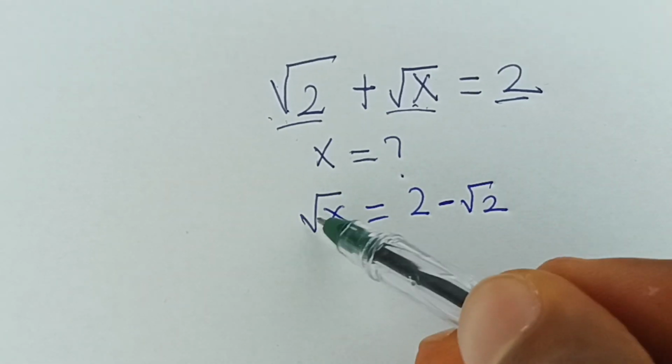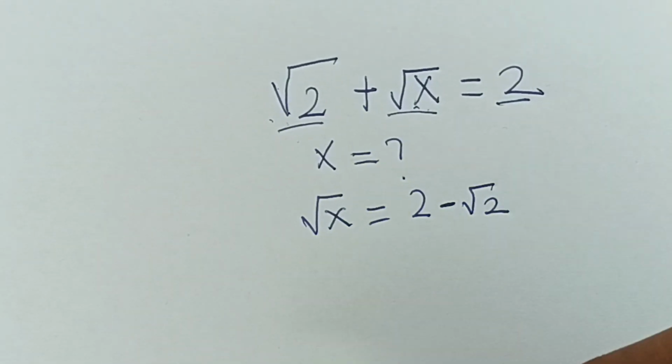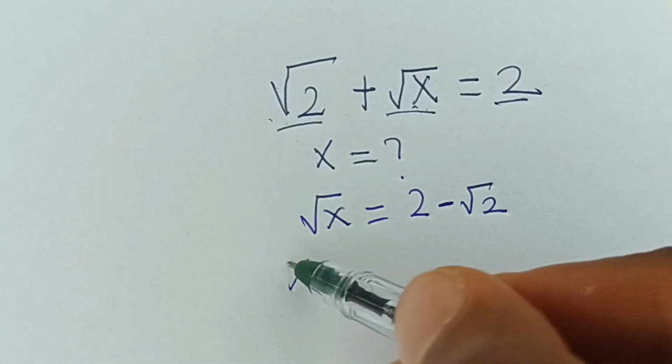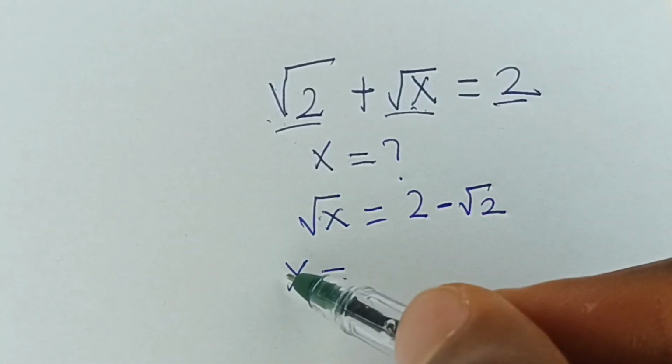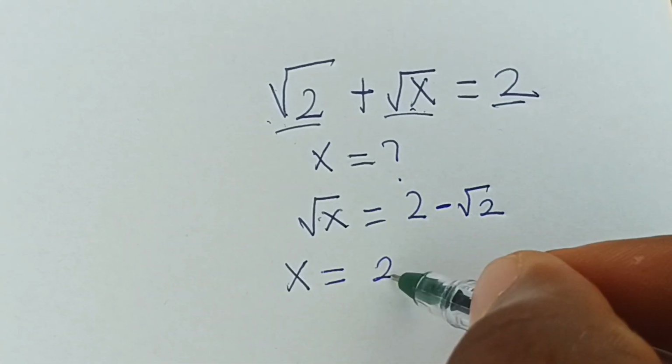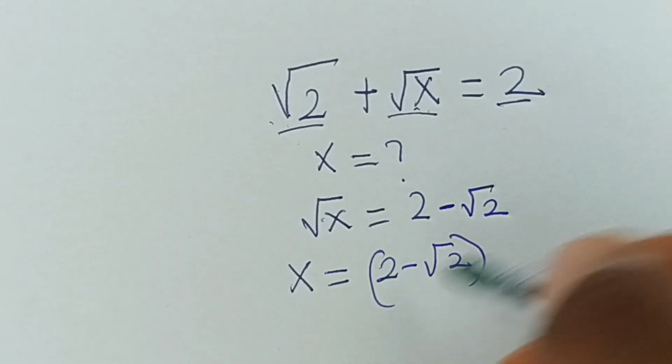Now, at this point, in order to eliminate this square root sign, we can square both sides of this equation. So that we have the x here, okay, because this squared will give us x, to be equal to 2 minus root of 2 all squared.